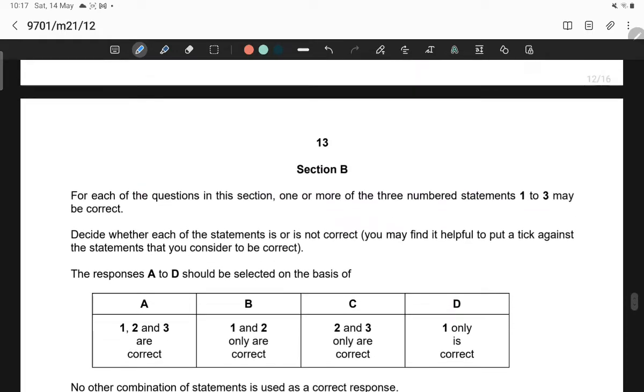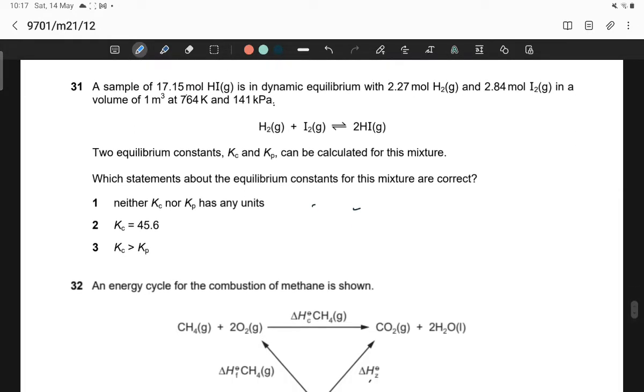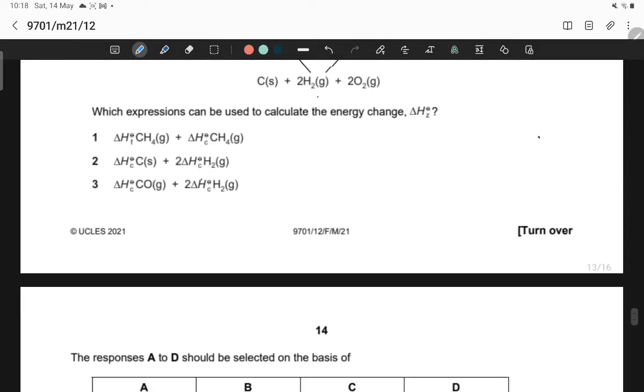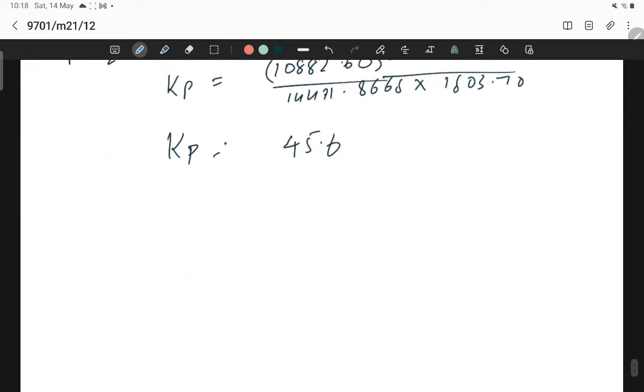Now come to section B, question number 31. A sample of 17.15 mole of HI. So here it can be solved.